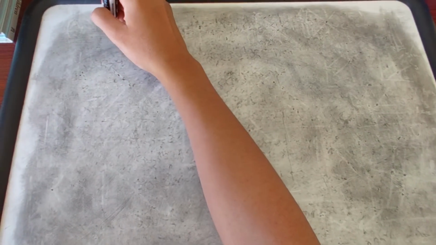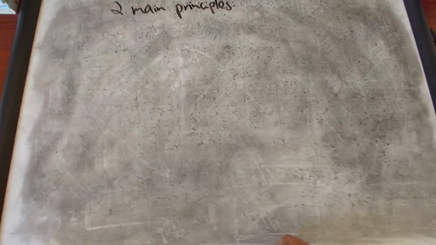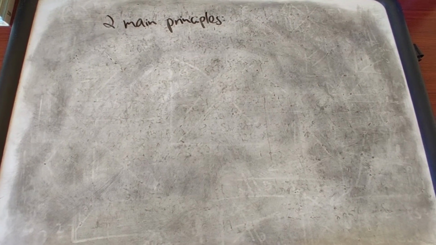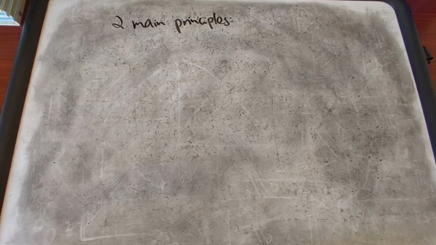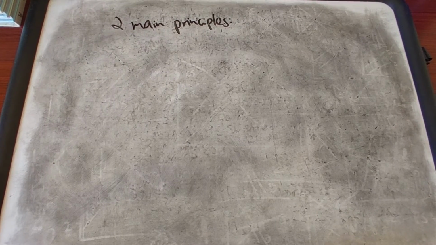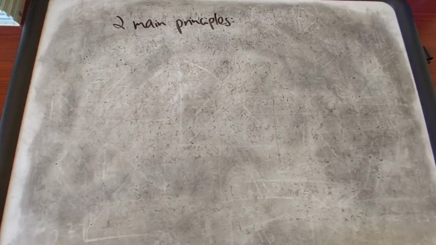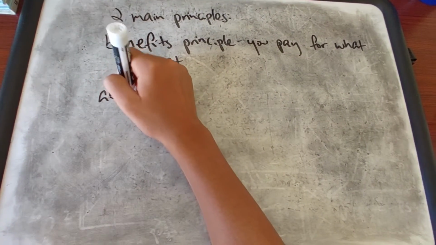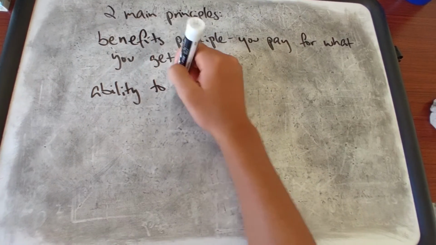Now let's talk about how fairness relates to tax. There are two main principles in tax fairness. One is the benefits principle. This is basically you pay the same for the benefits you receive from the public goods and services. So it's basically you pay for what you get. Basically saying if you get more benefits from goods and services, you have to pay more taxes. And the other one is called the ability to pay. This is saying you pay more if you have more.